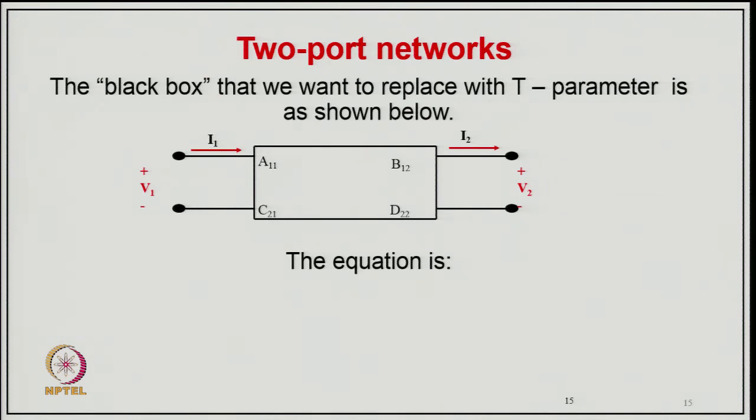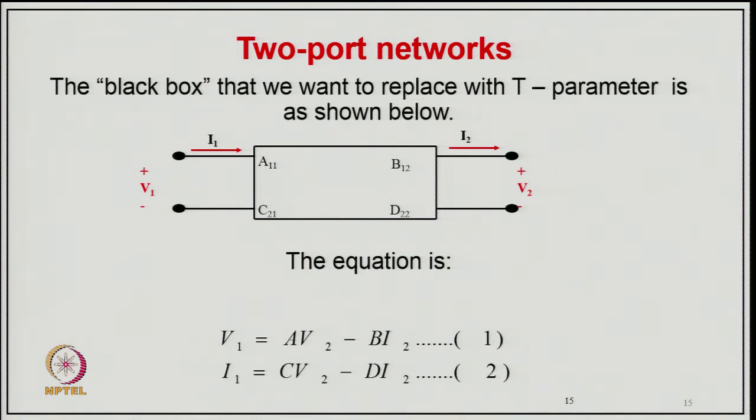The black box here is what we want to replace with the T parameters, as shown here: V1 and I1 at the input, and you have a black box where the output or receiving port is V2 and I2. The equations for this we can write as V1 equals A V2 minus B I2, and I1 equals C V2 minus D I2.